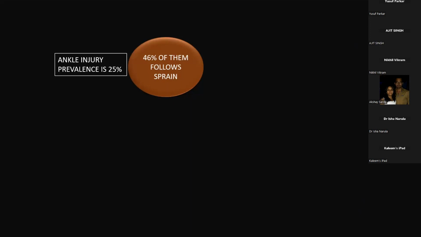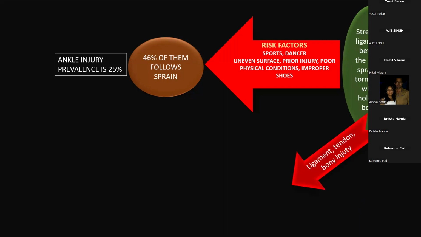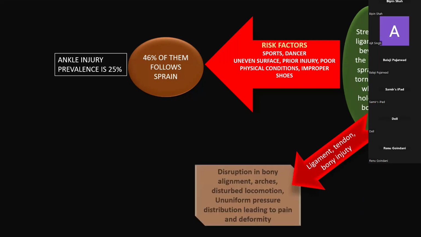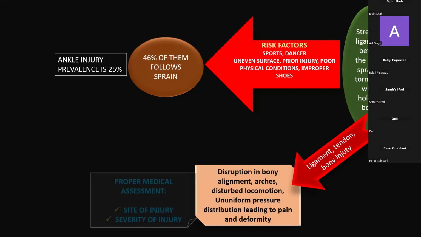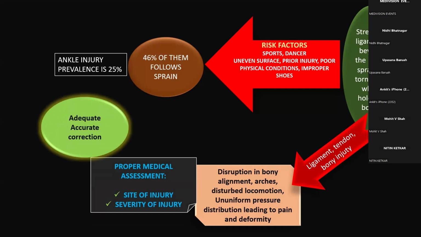Now, ankle injury accounts for 25% to 46% of injuries during sports, intensive activity, uneven surface, prior injury, poor physical condition, or improper shoes. Whenever a force is applied to the foot, it stresses the ligament beyond its limit and leads to a tear or injury to the ligament, tendon, and bone. This causes disruption of these arches. There is disturbed locomotion and non-uniform pressure distribution, leading to pain and deformity. So our role is a proper medical assessment of the site and the severity of the injury, so that adequate and accurate correction can be done, and that can give a better life to the injured person.